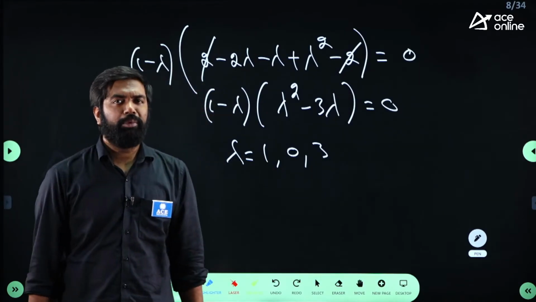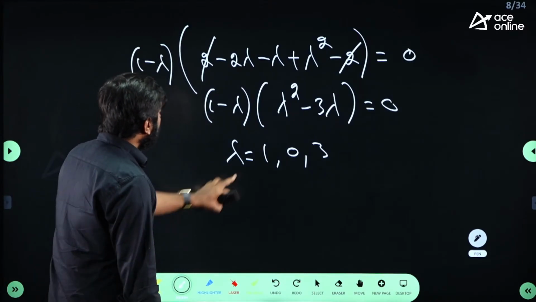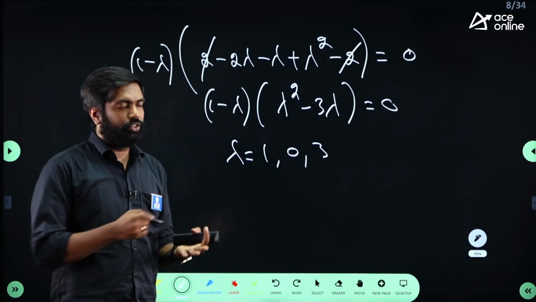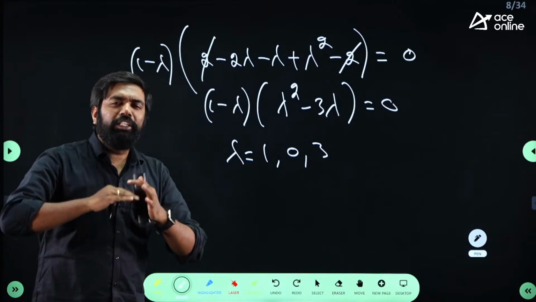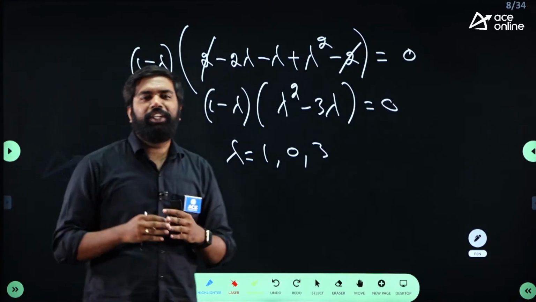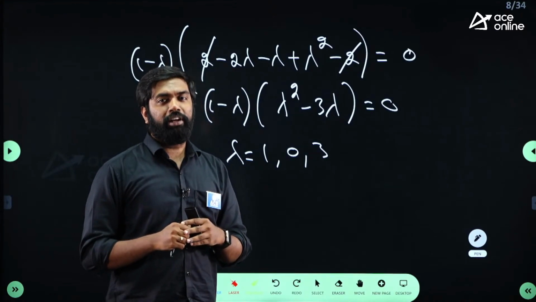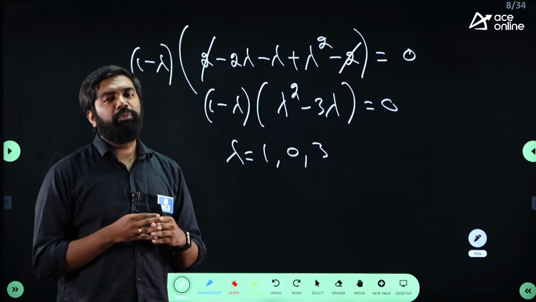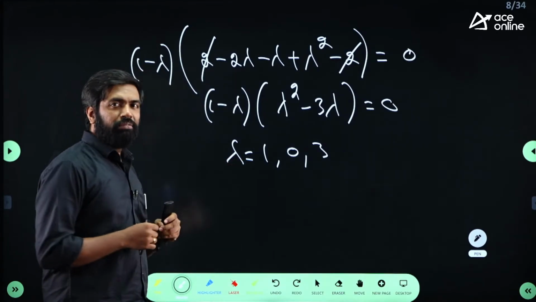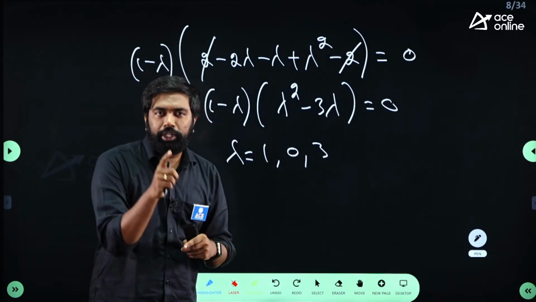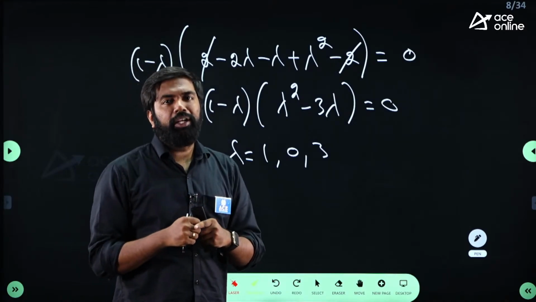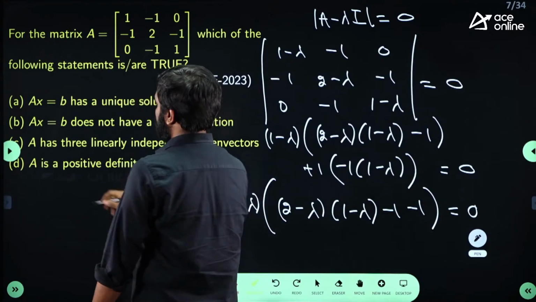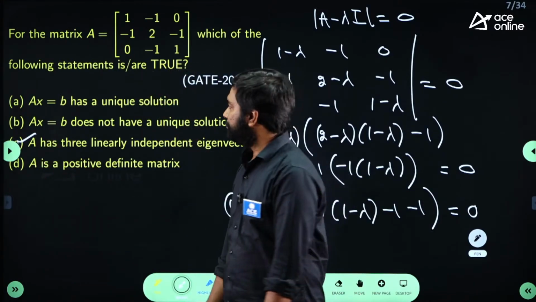With this you can comment about the answer. How? I'll show you. What kind of eigenvalues have you got? You got eigenvalues 0, 1, 3. We got 3 eigenvalues and all 3 are distinct. Look at this statement: n distinct eigenvalues of an n cross n matrix will generate n linearly independent eigenvectors. If the order of the matrix is 3 and you have got 3 distinct eigenvalues, that is going to generate 3 linearly independent eigenvectors. So is there any option like that? A has 3 linearly independent eigenvectors. So far, yes, option C is correct.